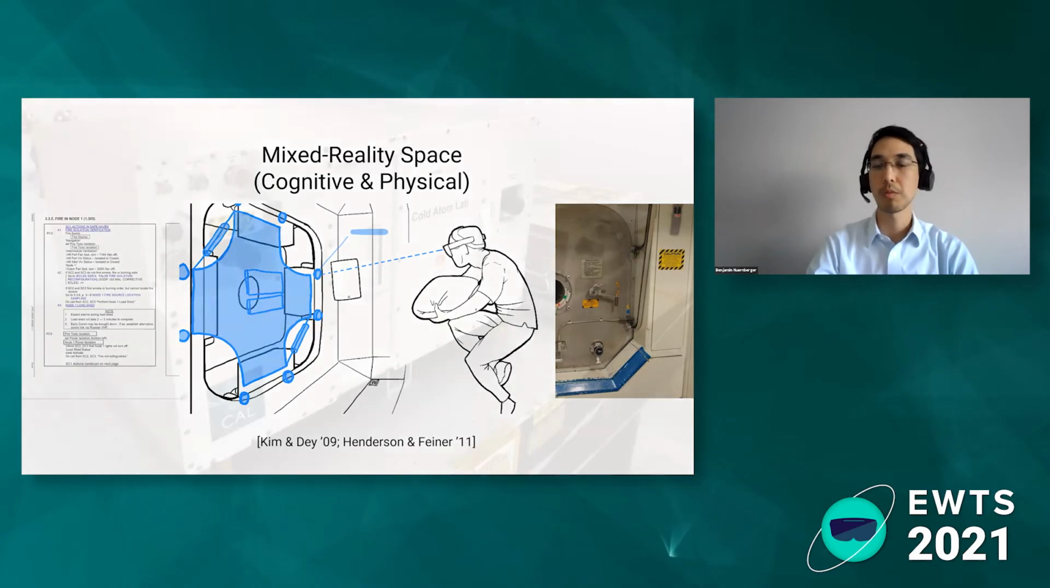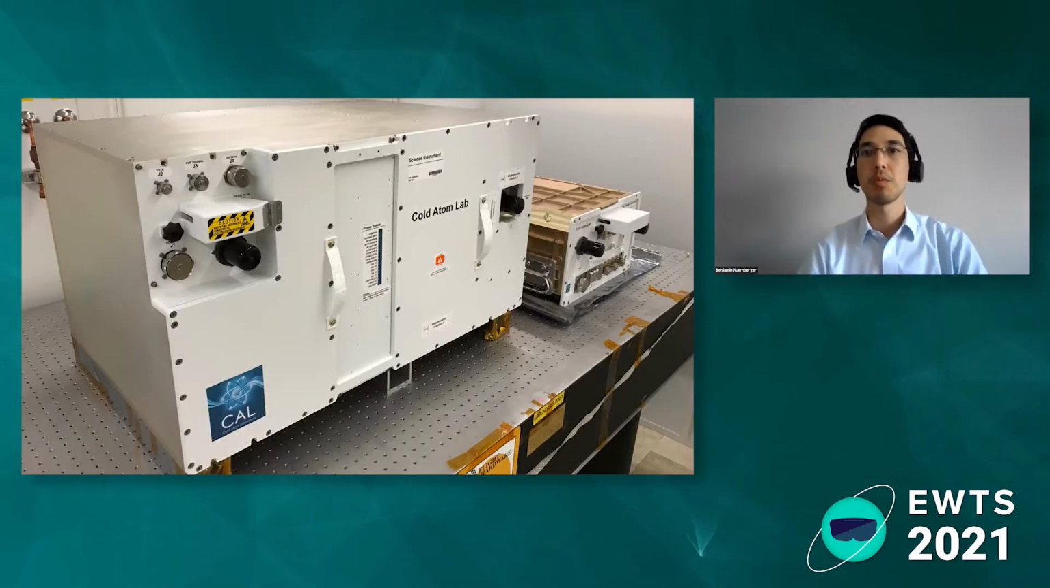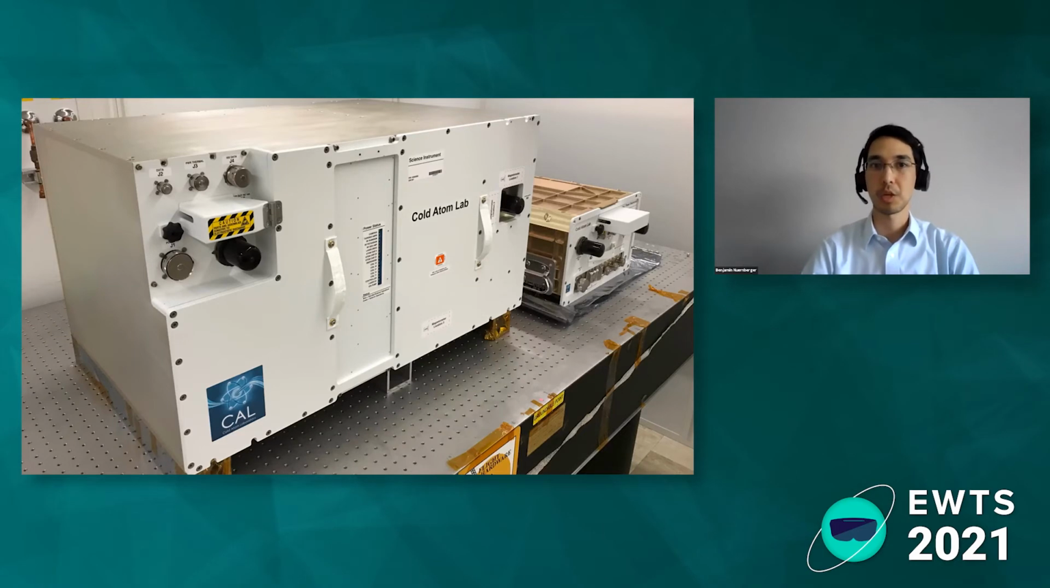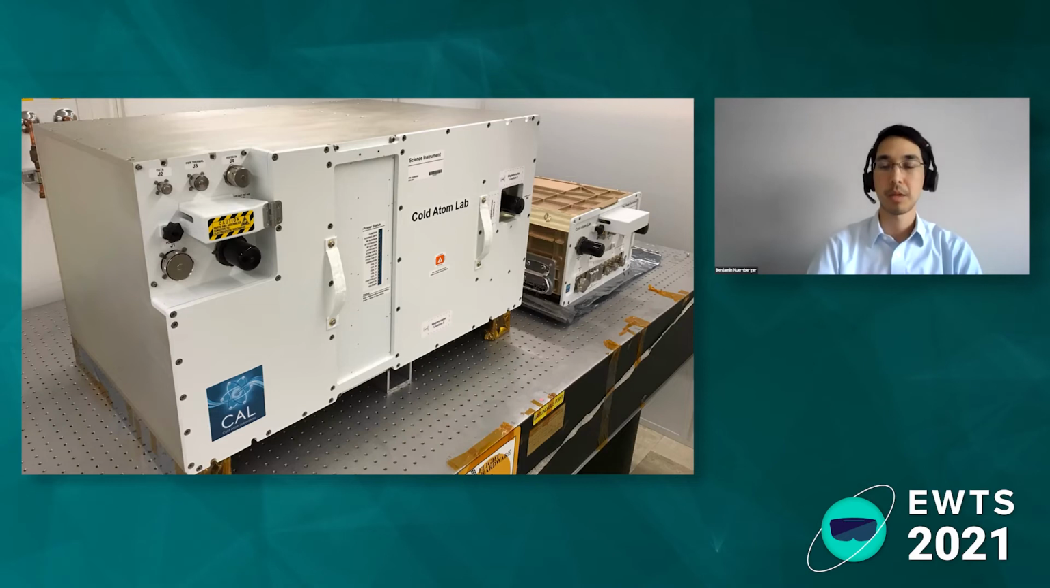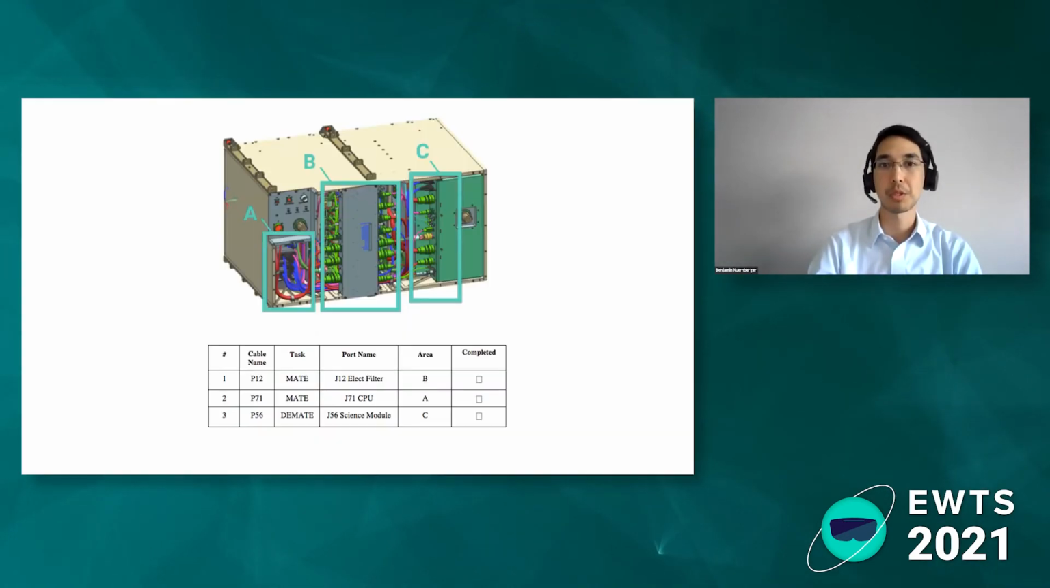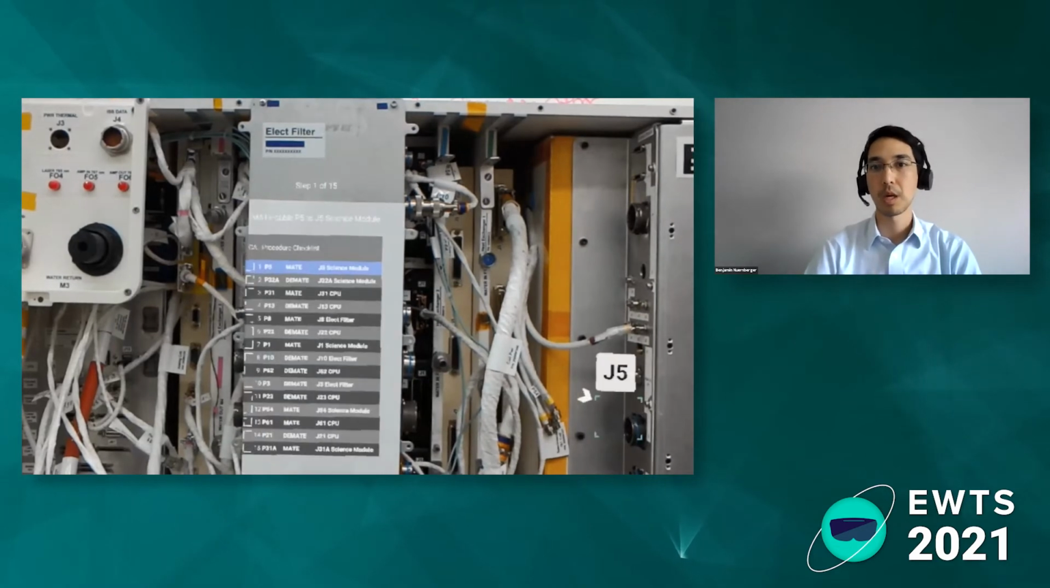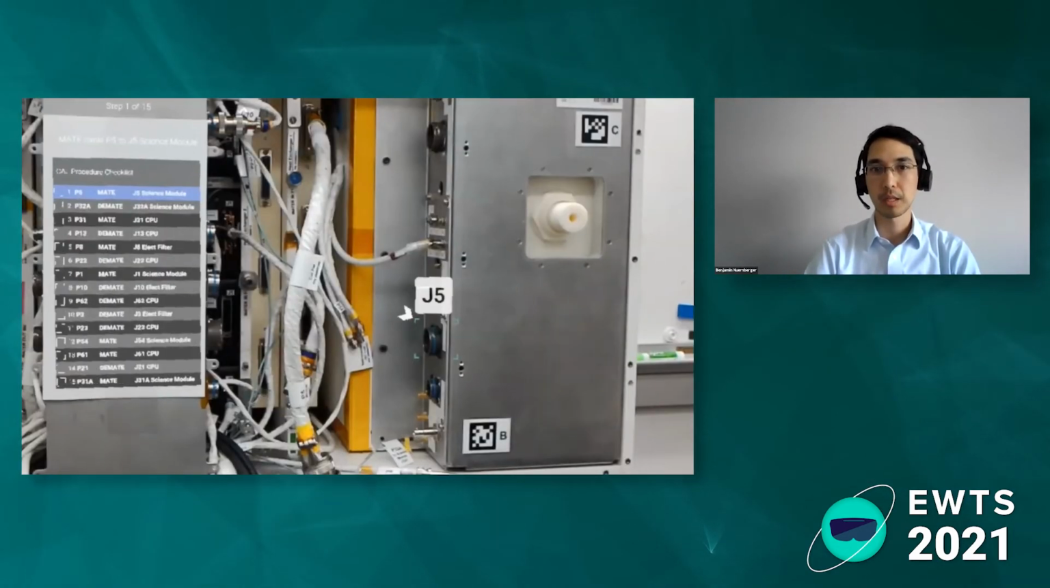So what we were able to do a couple of years ago was do a controlled user experiment on a mock-up of a really cool science instrument called the Cold Atom Lab. The Cold Atom Lab is currently on the International Space Station, and we were able to do a comparison between using traditional paper procedures just for a very simple task of mating and demating cables from this instrument, and compare that to an augmented reality version of this procedure. So here's what the augmented reality version looked like.